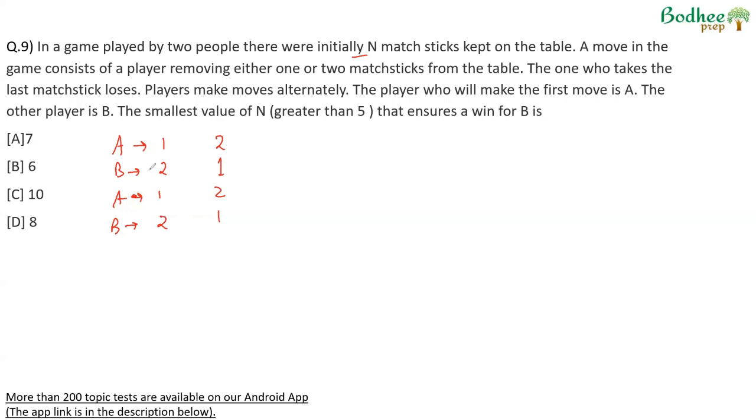Any combination of these two chances that A and B take, 6 matches would have been picked up by now. And therefore, if there is one matchstick left, that will have to be picked by A.